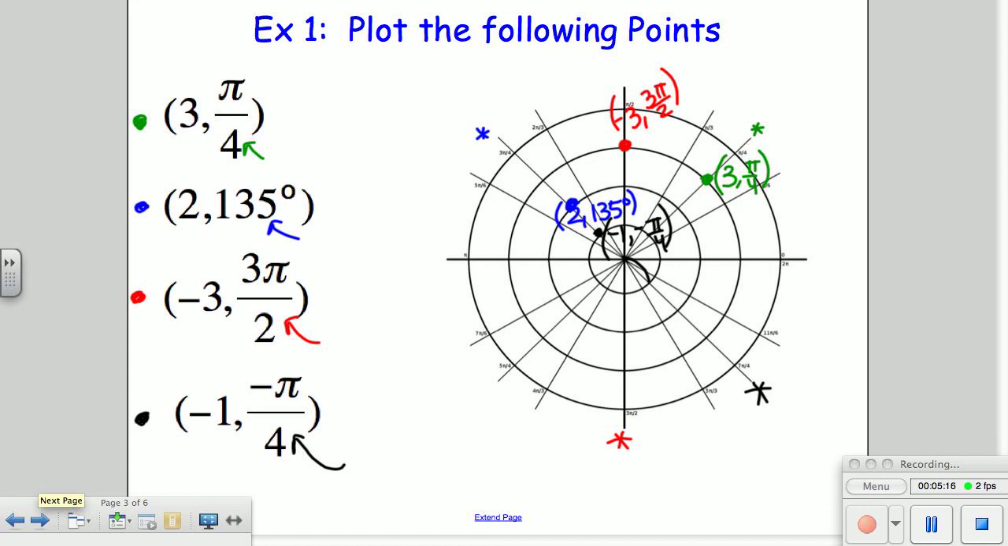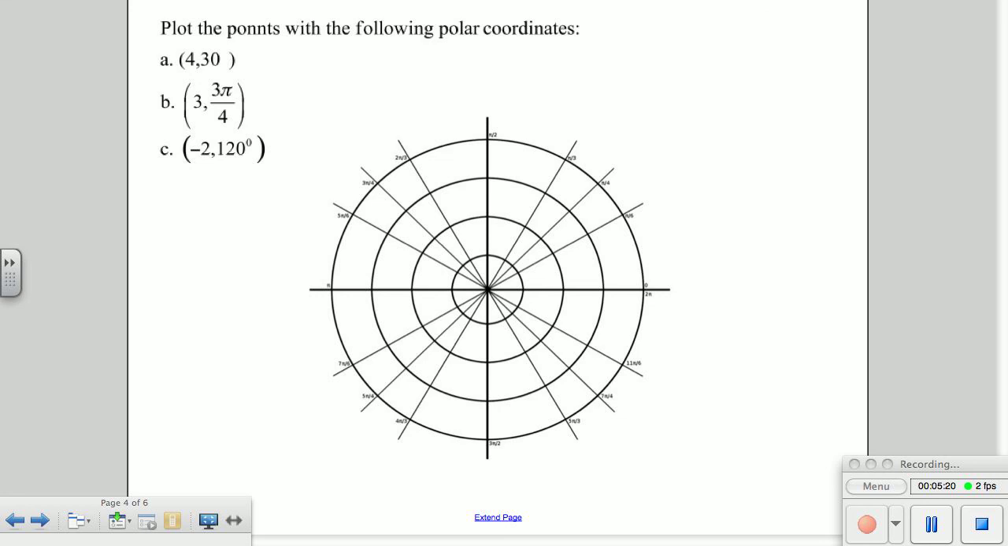All right, it's going to be really important that you have the hang of plotting these points. So I'm going to go ahead and give you a couple to try now. And you're going to try these, and we'll go over them tomorrow when you get to class.